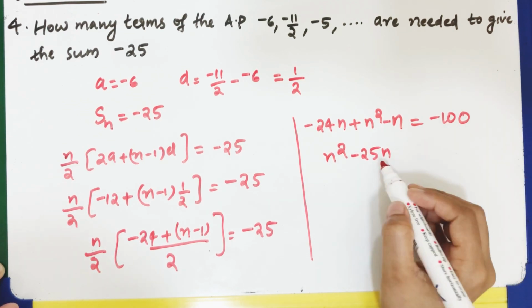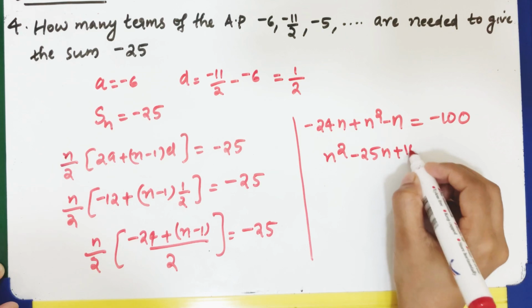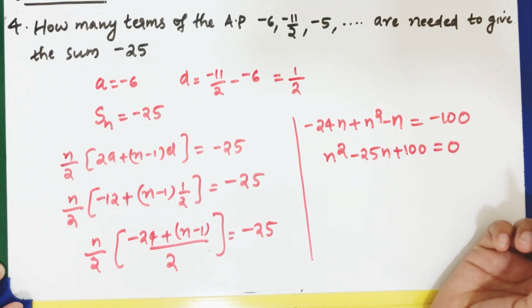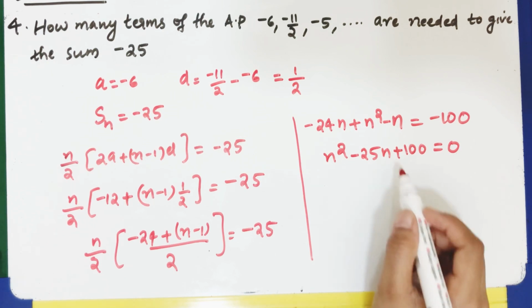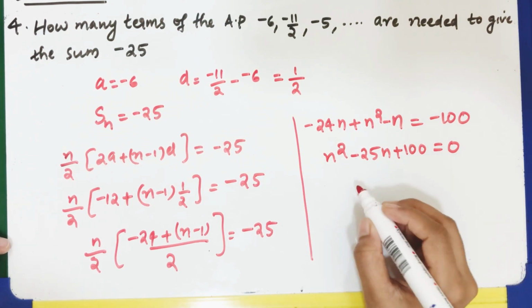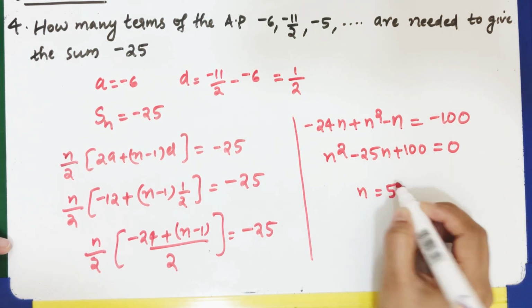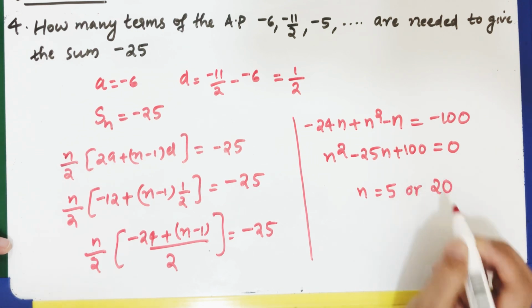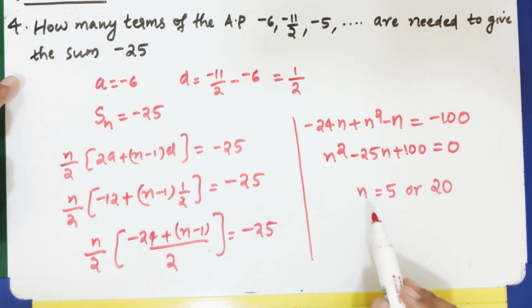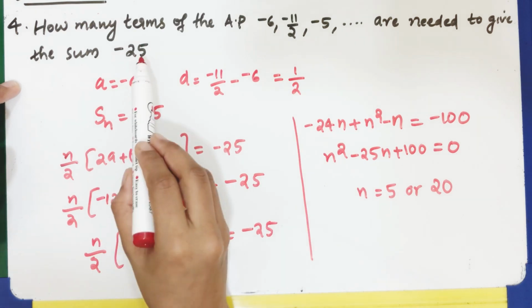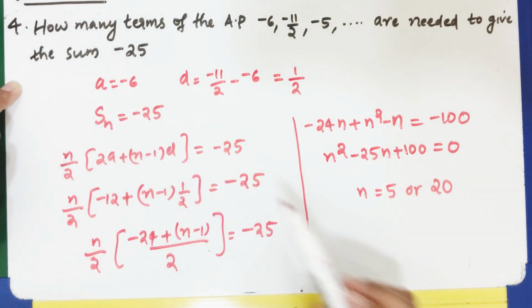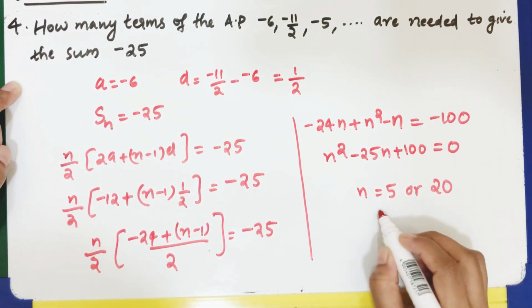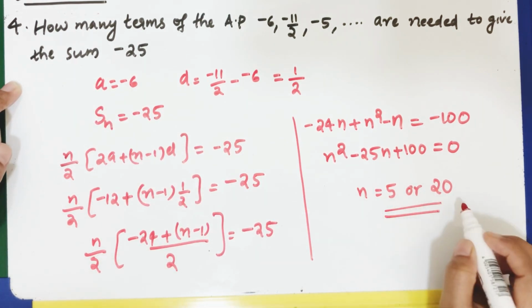Minus 100 taking to the side, it will become plus 100 is equal to 0. So we have a quadratic equation. You can easily solve this quadratic equation to get n is equal to 5 or 20. So the sum of the first 5 terms will be minus 25, and again taking 20 terms, the sum to 20 terms will also be minus 25. So n is equal to 5 or 20.